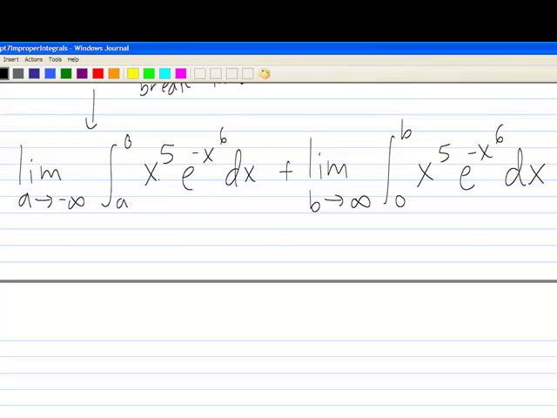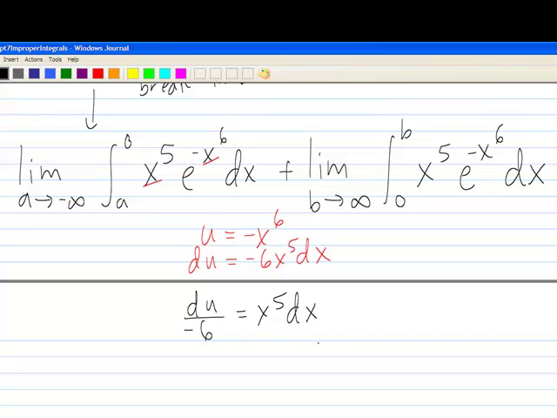What method could we use to solve this? It looks almost like integration by parts, but because we have an x to the 6th and an x to the 5th, it can actually be solved using a u substitution. Let u be negative x to the 6th, then du is negative 6x to the 5th dx. And since this negative 6 is an extra piece, we're going to divide both sides by it. Du over negative 6 equals x to the 5th dx.